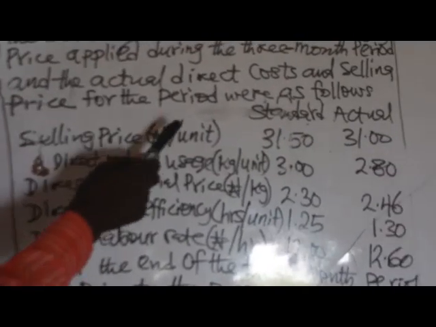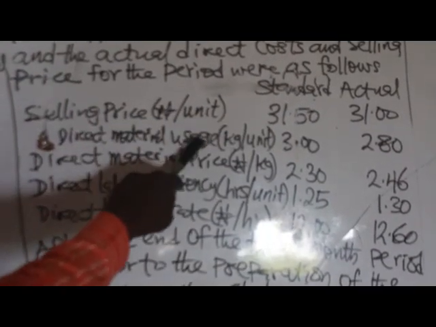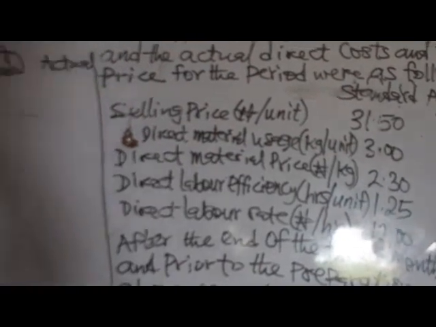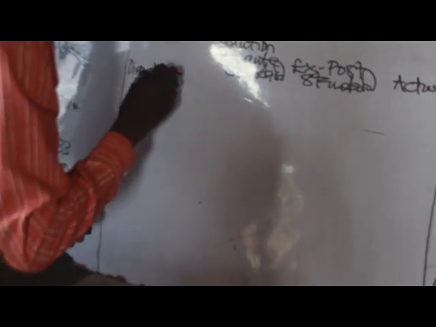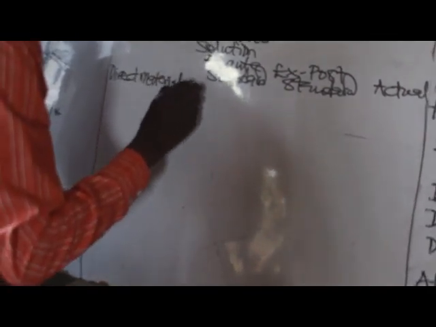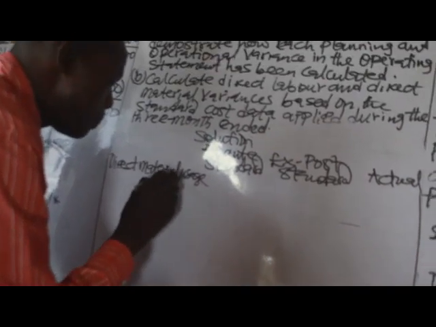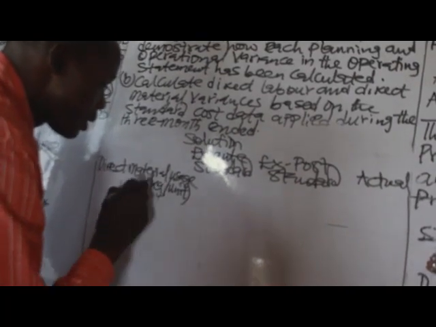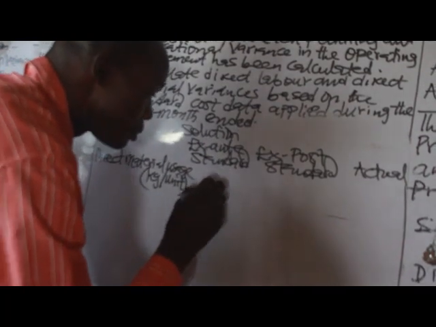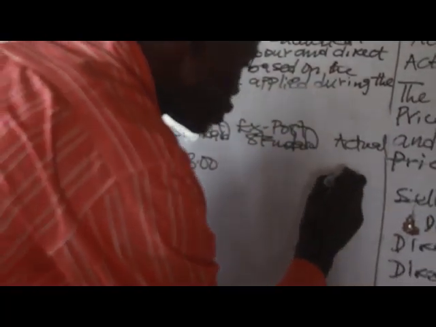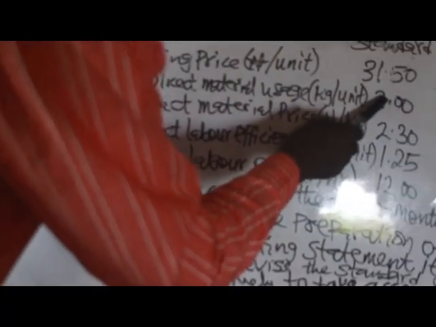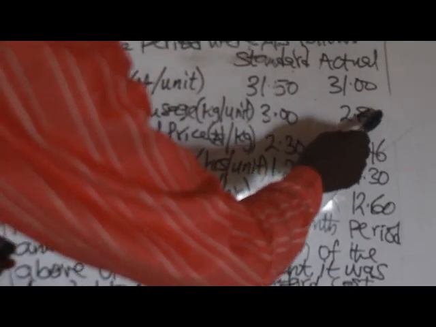You are given selling price, naira per unit, direct material usage, kilogram per unit. Now let's have direct material usage, and you were given that to be in kilogram per unit. The standard is 3 and the actual is 2.80.